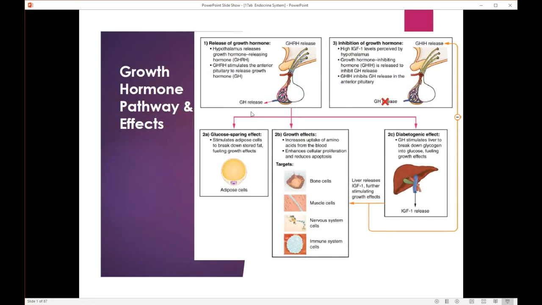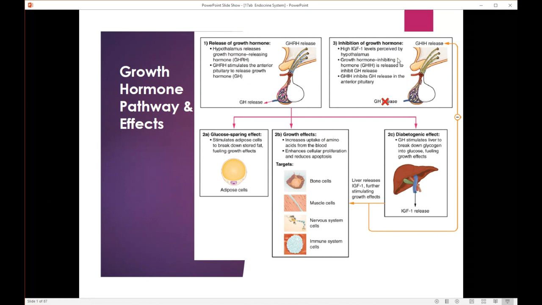So here we have growth hormone releasing hormone by the hypothalamus. Okay, and then that's going to cause the release of growth hormone. Growth hormone gives us what's called the glucose-sparing effect. So it causes our adipose cells to break down stored fat so that we can grow. We're going to see an increase of uptake of amino acids from the blood. They're going to be stored in our muscle cells. We're going to enhance cellular proliferation. That means growing. We also reduce apoptosis. Apoptosis is programmed cell death, meaning that the cells themselves aren't going to die. We're going to be adding more and more and more cells without the cells dying off.